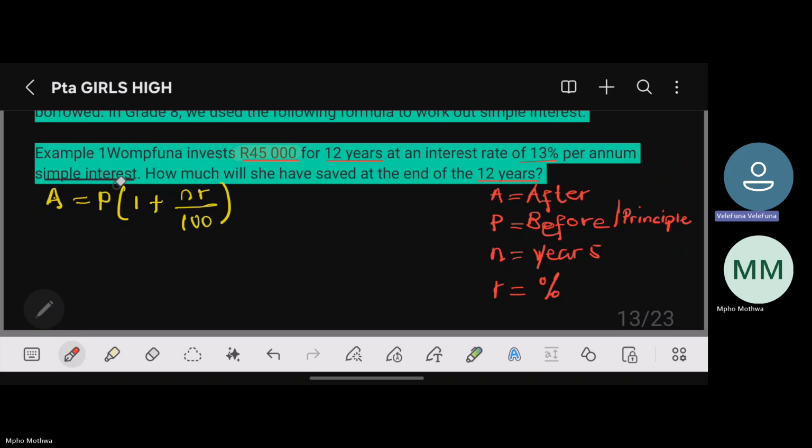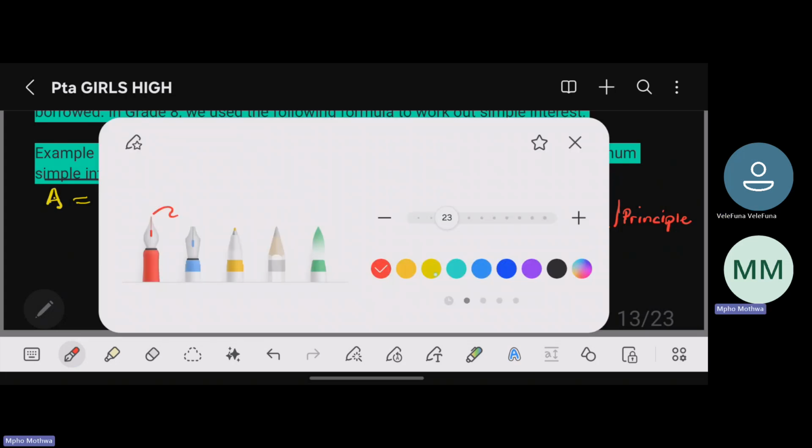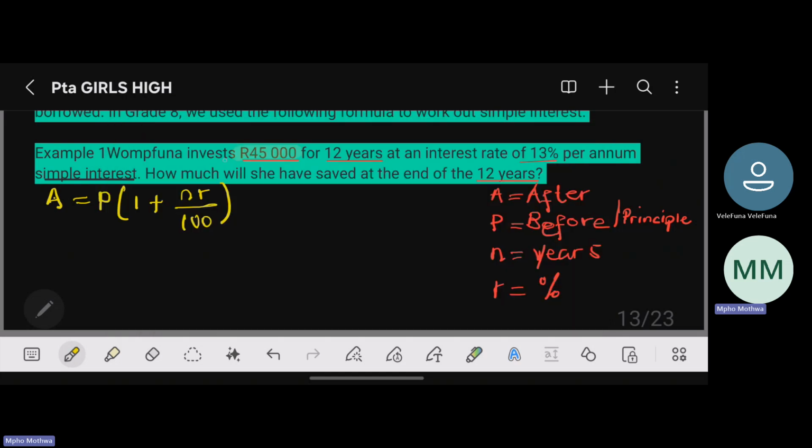So I think I did a lot of explanation. Now let us work and answer this. Umfuna invests 45,000 rand. With money, we have two different types: after and before. So according to this 45,000 rand that you have invested, what would you identify it as? Is it A or is it P, before? It is P, because it is before everything happens.